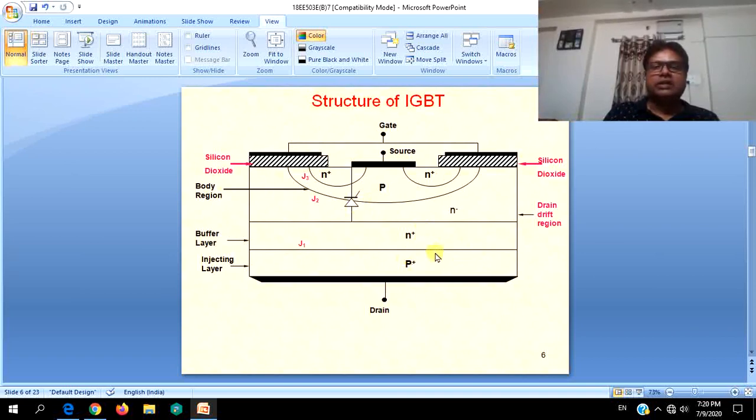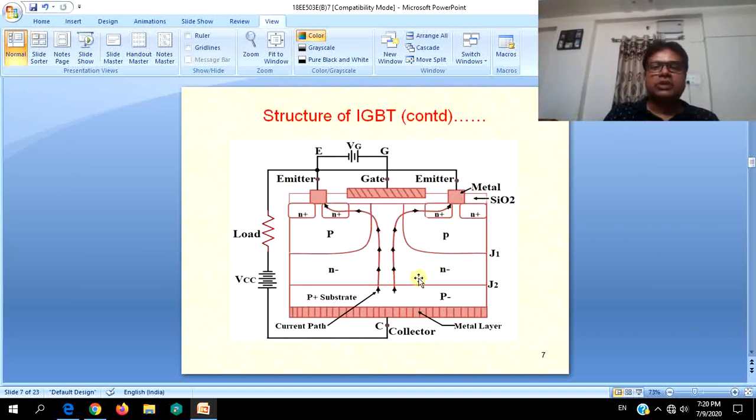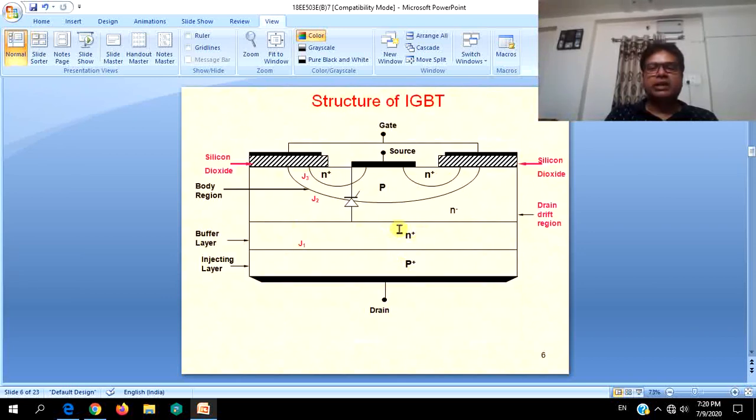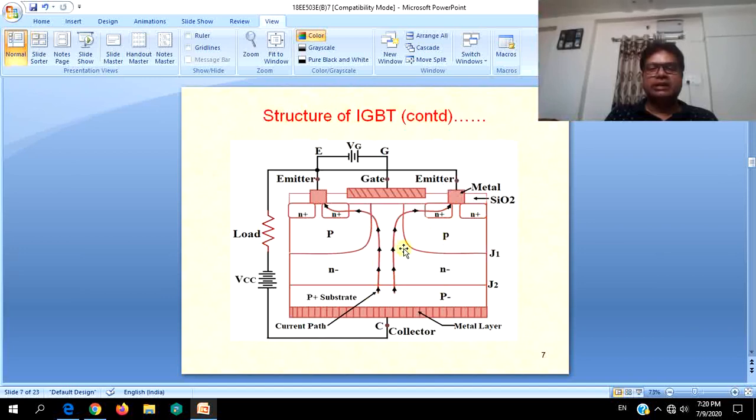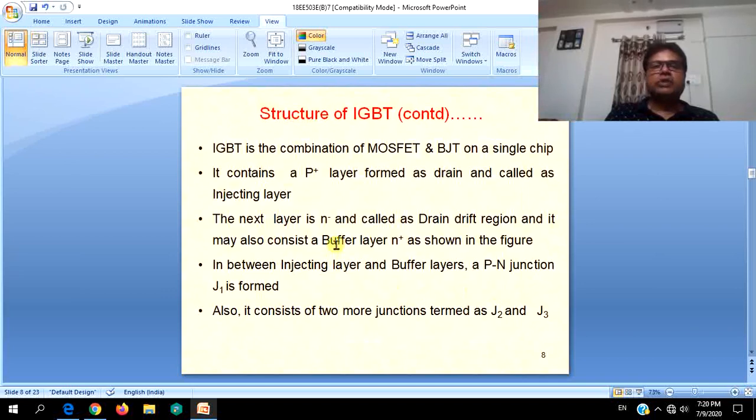The other construction is like this, where the outer P is P plus, this is also P plus, and the inner N is only N minus, that is, this N plus layer is not there. The buffer layer is not there in this case. The others are the same, P, N plus. So this extra buffer layer or N plus layer is not there in this case. All others are the same.